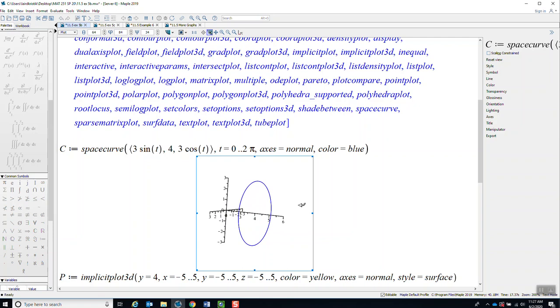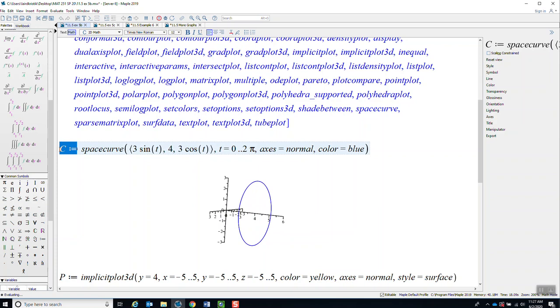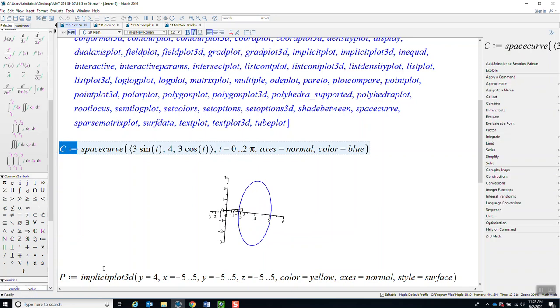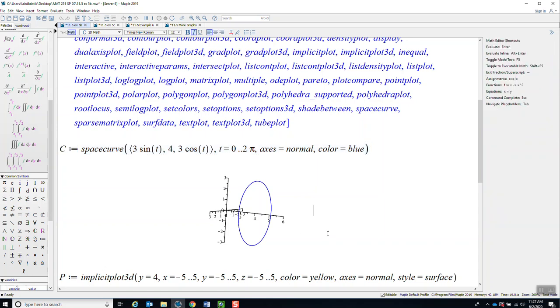Now, if I wanted to kind of ground that a little bit, I could plot the plane that this circle exists in, that plane y equals 4. In order to get them both on the same display, I will need to use the display command. So you'll notice I actually named my curve. I gave it the name C. C colon equals. If you don't want to name it, you wouldn't have to type the C colon equals. You could have just started out with spacecurve. But because I want to refer to it again later, I went ahead and typed that in.